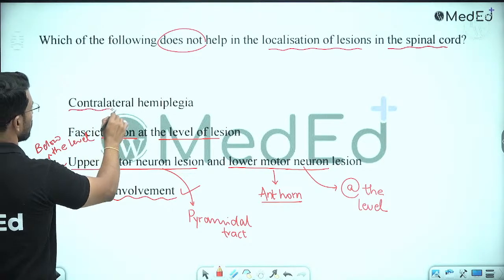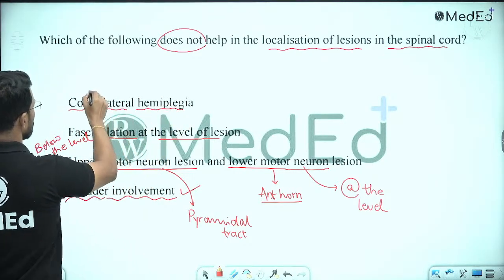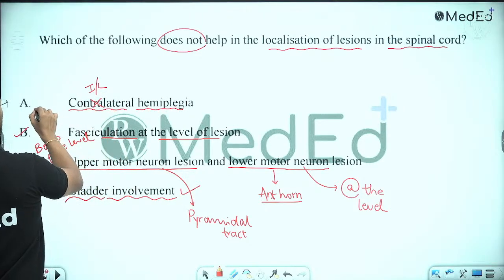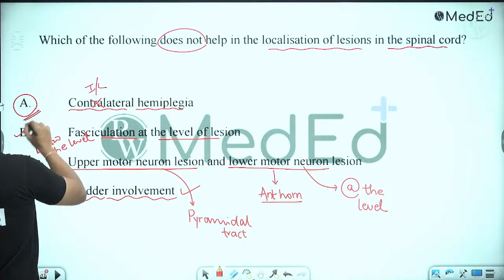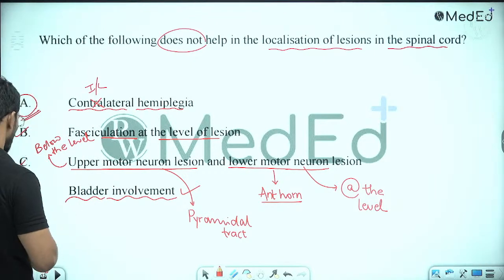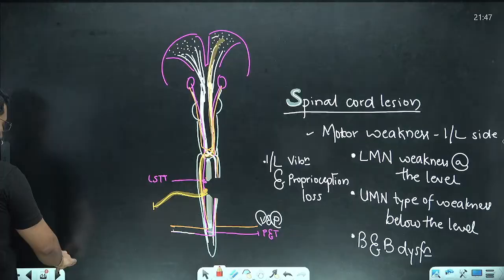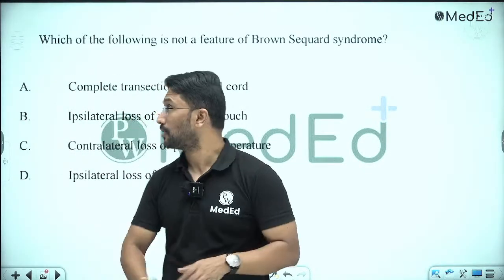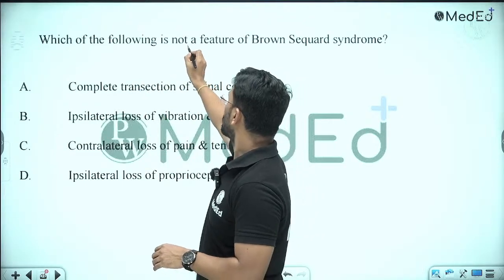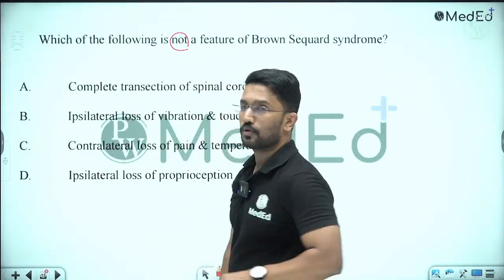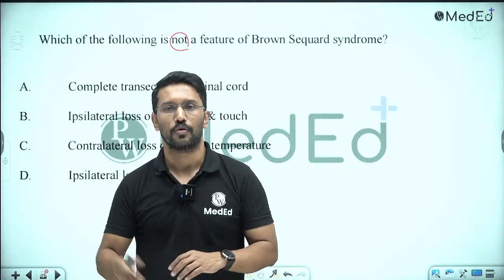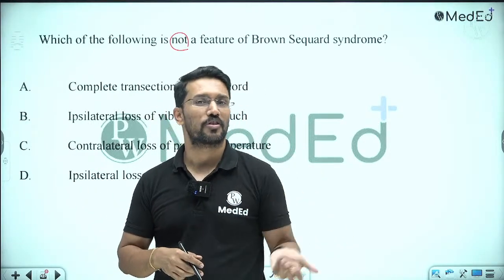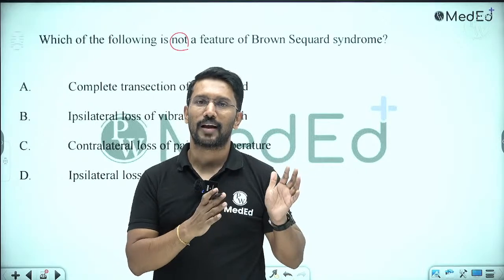Contralateral hemiplegia? Certainly not. In case of spinal cord disorders, we are expecting to see ipsilateral loss of motor strength, not contralateral. So option A will be the answer over here. Okay, let's move to the next question now. Okay, so this is a question. Which of the following is not a feature of Brown-Sequard syndrome? So in the previous question only, I have already told you, if you do hemisection of the spinal cord, on the same side, you lose motor strength and vibration and joint position sense.